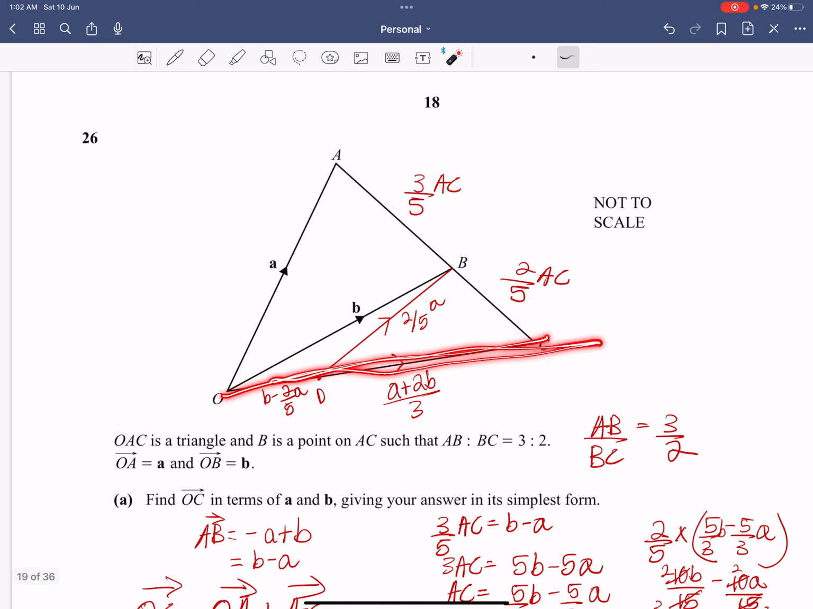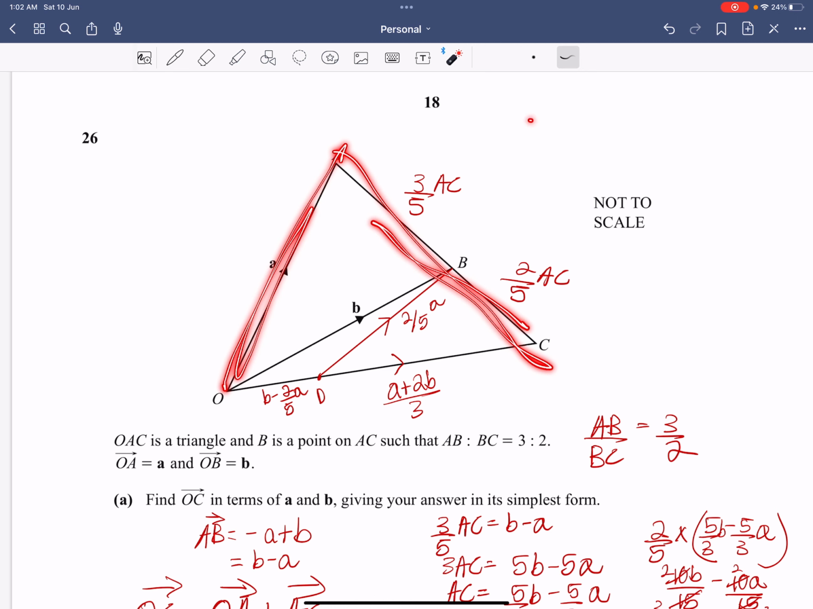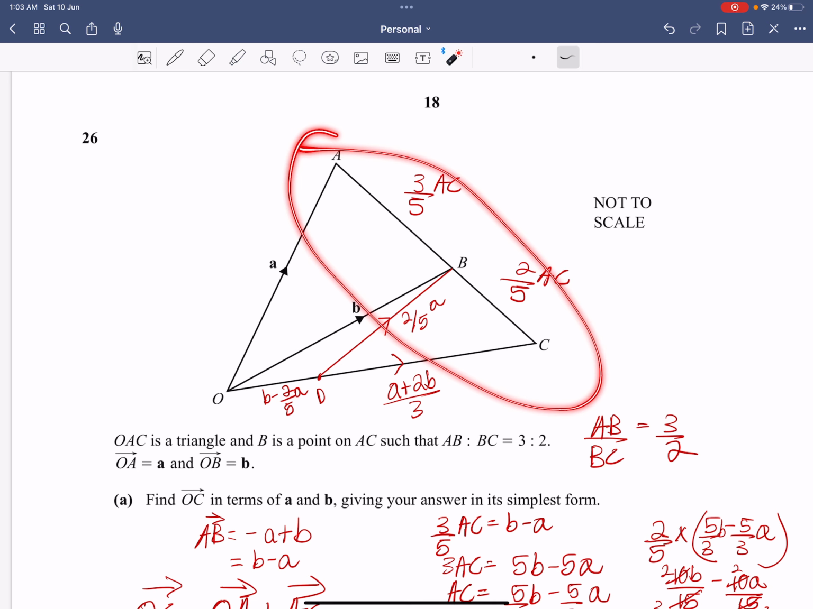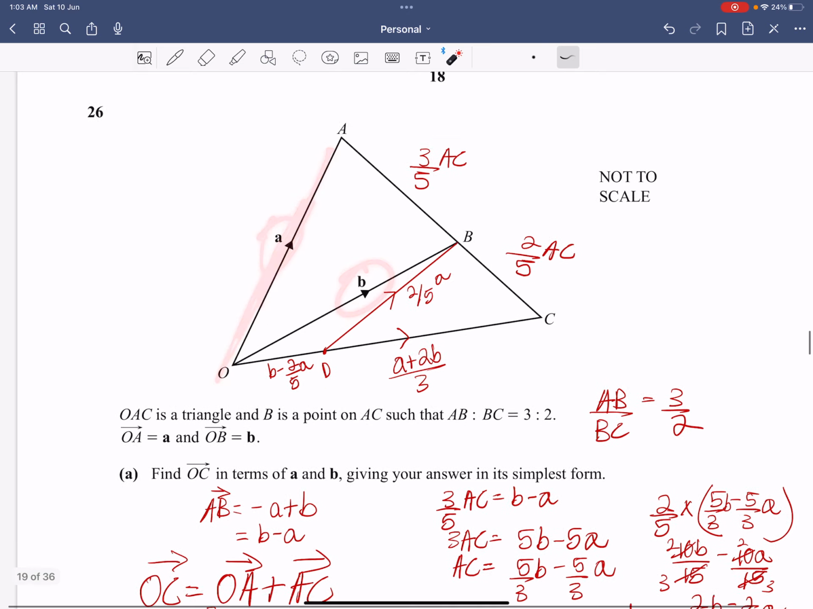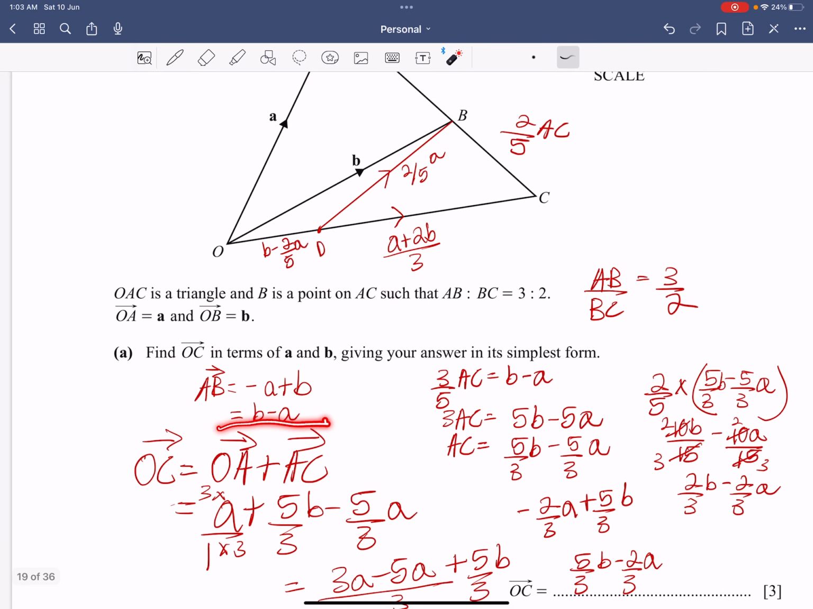In order to find OC, you need to know OA and AC. So OC is equal to OA plus AC. You already know OA, it is given as a, but you need to find AC. How will you find AC? First find AB. AB will be minus a plus b, because you're going in the opposite direction of a, so a will be minus and b will be positive. So AB is b minus a.